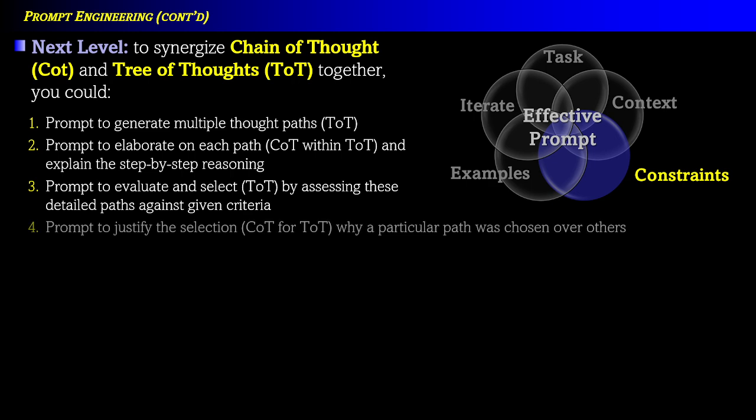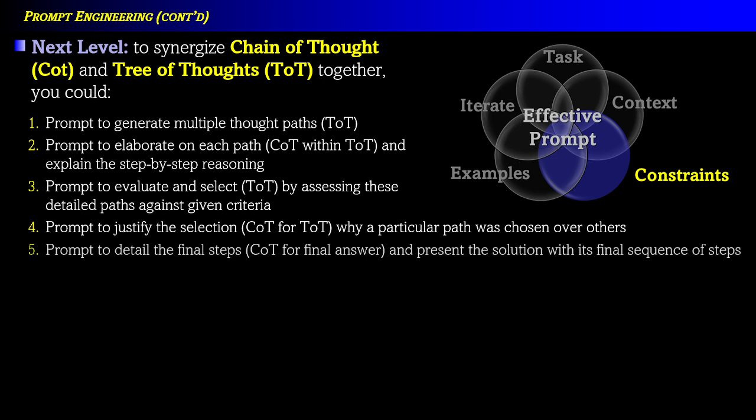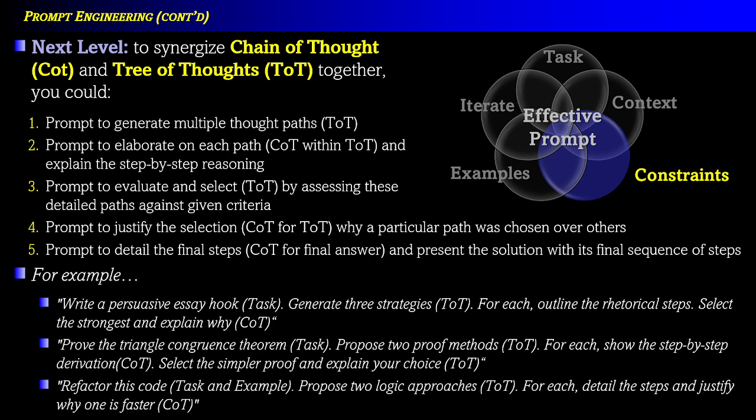against given criteria. You could prompt to justify the selection, which is chain of thoughts for the tree of thoughts, why a particular path was chosen over others, and you could prompt to detail the final steps, which is chain of thoughts for the final answer, and present the solution with its final sequence of steps. Let's take a look at examples.